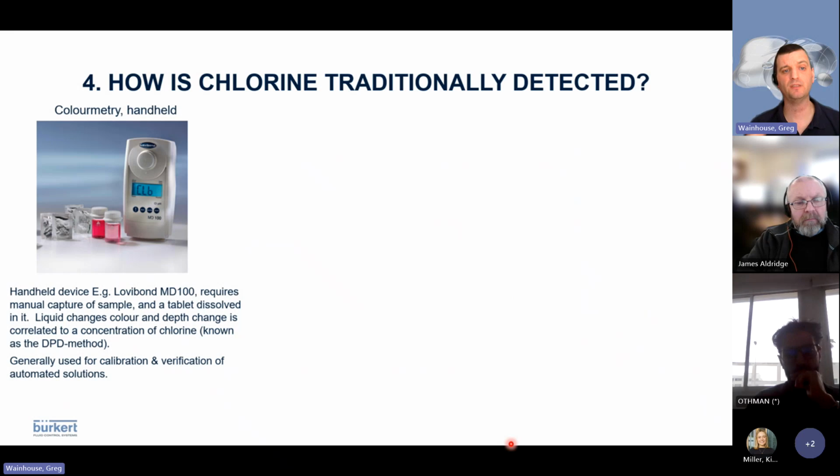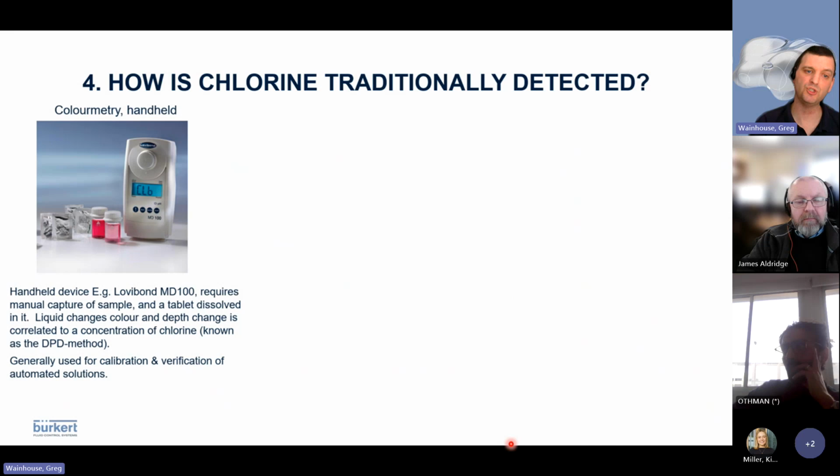And the deeper the color change, the higher the concentration of chlorine. And this is what's referred to as a DPD method. Now, if you are regularly monitoring chlorine, these devices typically get used for calibration and verification of online solutions, continuous measurement or online solutions, rather than doing a hand grab sample every couple of minutes or once per hour.